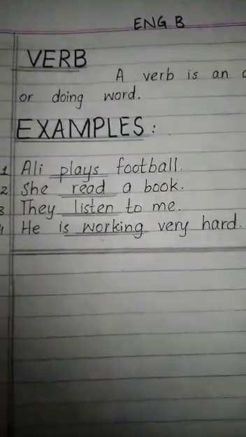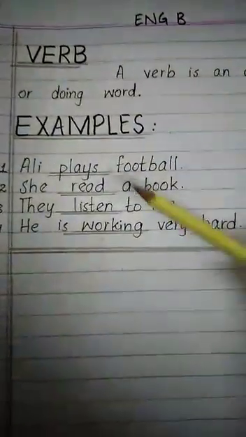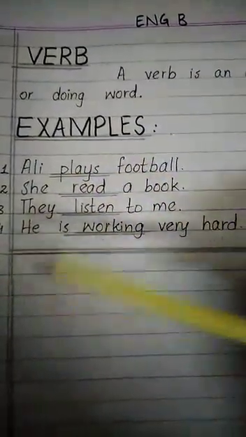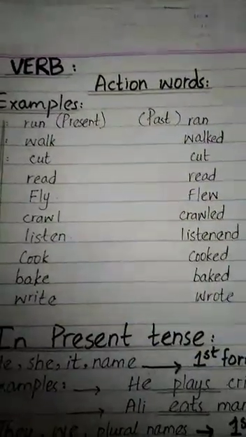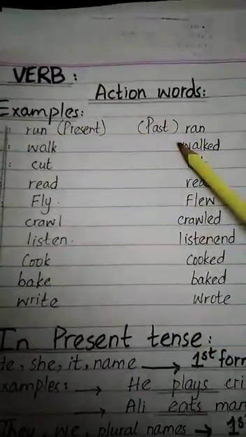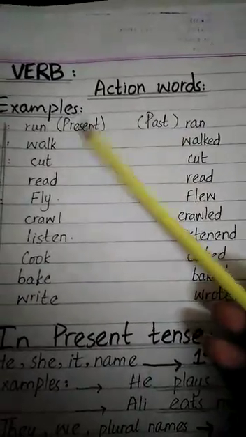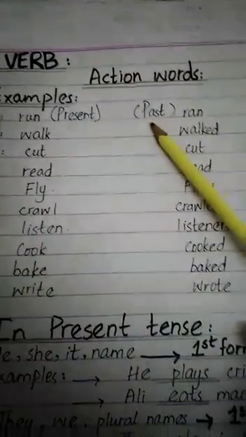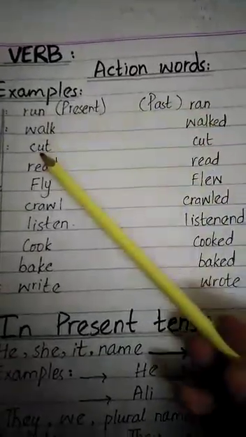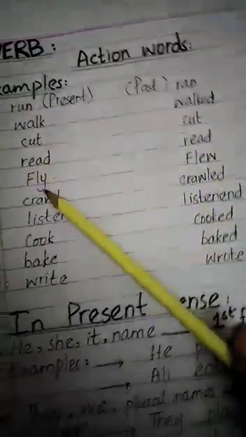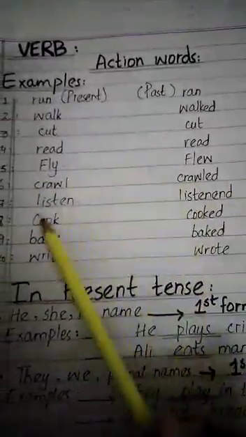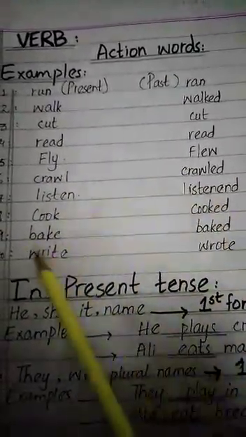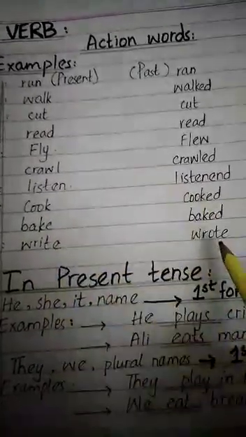You can choose any of the tense, whether it's present, past or future, but you have to put the verb in a sentence. I have made some examples of different kinds of verbs. You can take help from here as well. First form and second form. First form is present, and second form means it is in the past. Run, ran, walk, walked, cut, cut. It's the same. Read, read, fly, flew, crawl, crawled, listen, listened, cook, cooked, bake, baked, write, wrote.